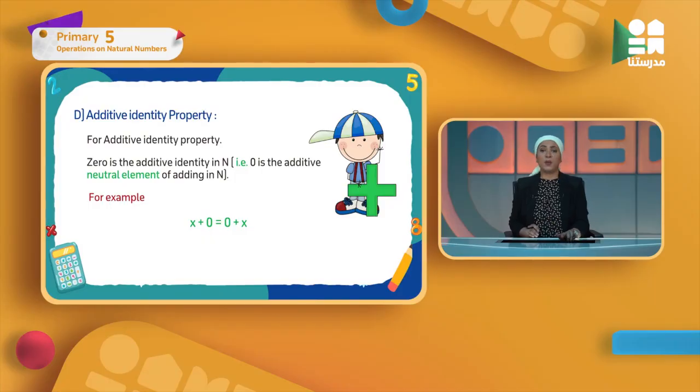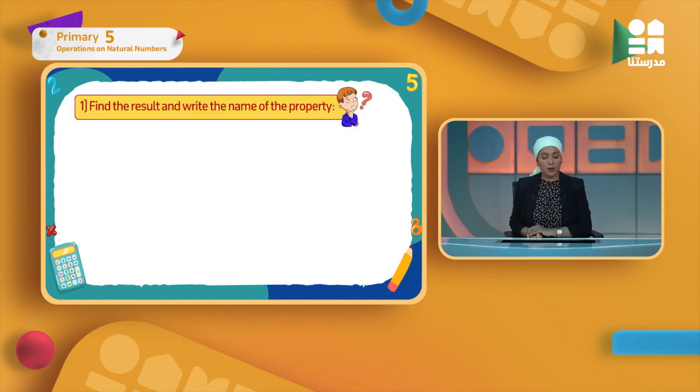For example, x plus 0 equals 0 plus x. Again, هنا عندي ال equal sign as if it is a mirror. So it's x plus 0 equals 0 plus x. Let's see it with numbers. 7 plus 0 is 7 equals to 0 plus 7, which is also 7. So 7 equals 7. Yes, it's true. Then the additive identity property is happening here in the plus.